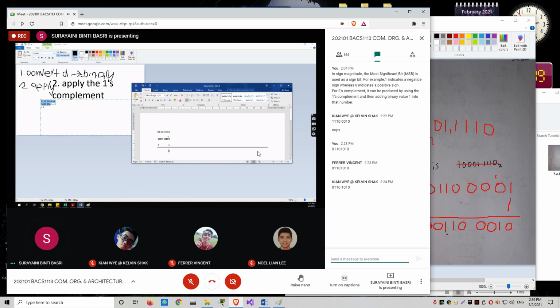After that, you add here 1, and then 1 plus 0 is 1, and then this is also 1. So the rest, just copy and put down the number. So this one is 1. This one is 0, 0.